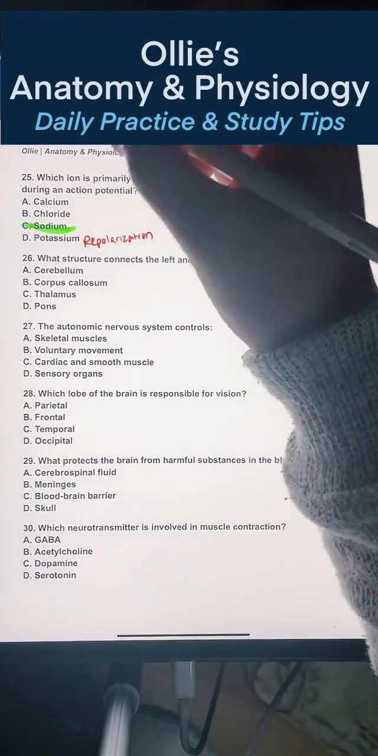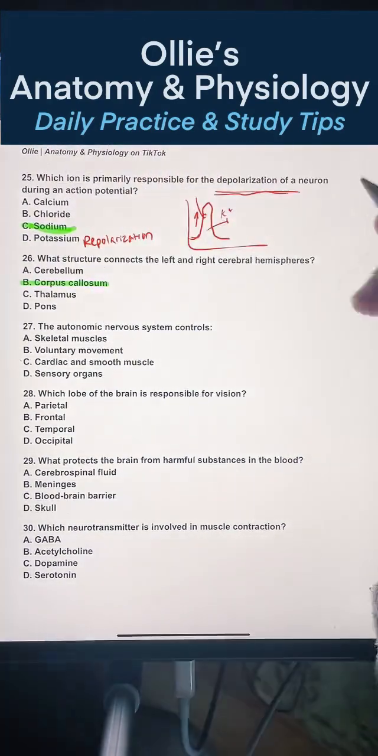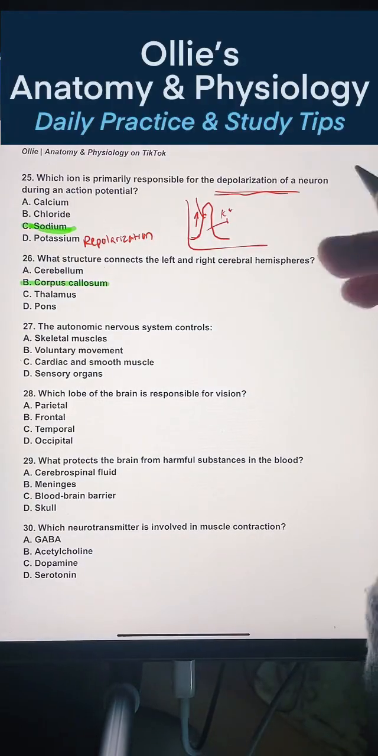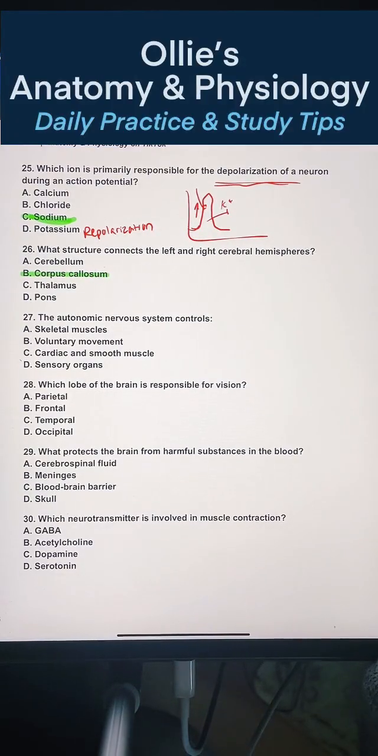Number 26, the answer is B. It's the corpus callosum. It connects the left and right hemispheres of the brain, the communication. 27, the autonomic nervous system controls what? The autonomic nervous system is going to control what?